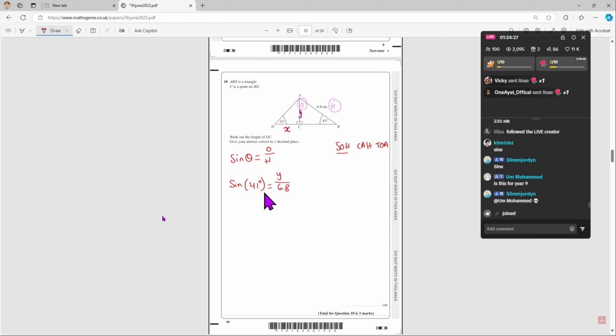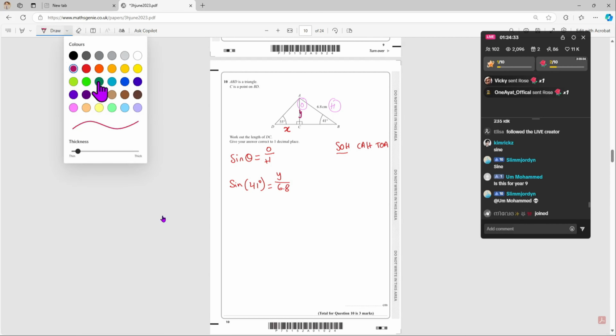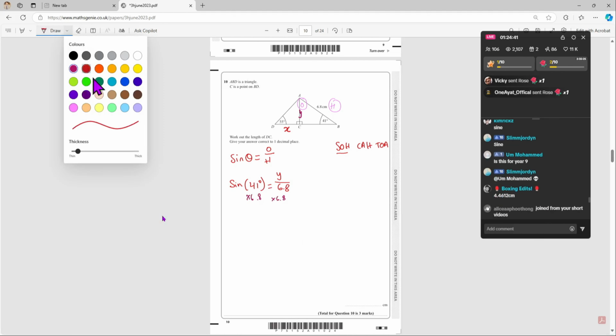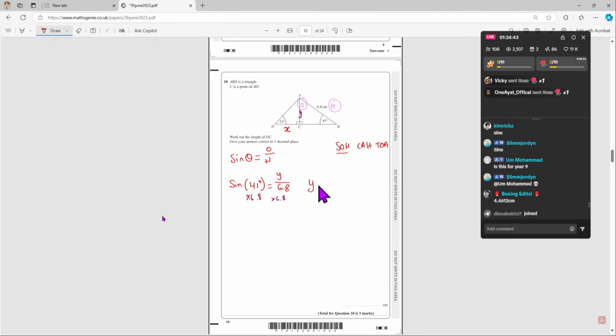Now, once we have done that, we need to work out the value of y, so we're going to rearrange our equation to find out the value of y. To rearrange this equation, we're going to multiply by 6.8 from both sides. So to work out the value of y, it's going to be y is equal to 6.8 and then sine 41 degrees. Okay? Sine 41 degrees.